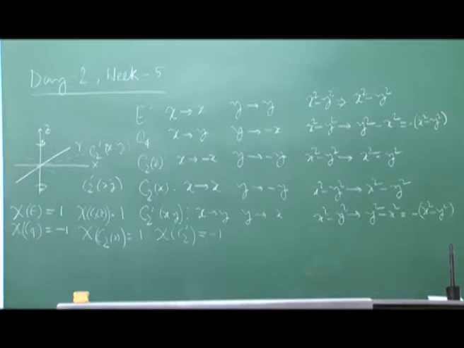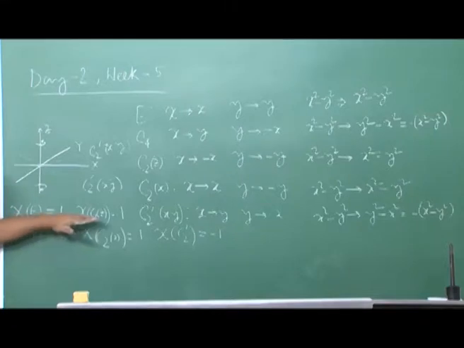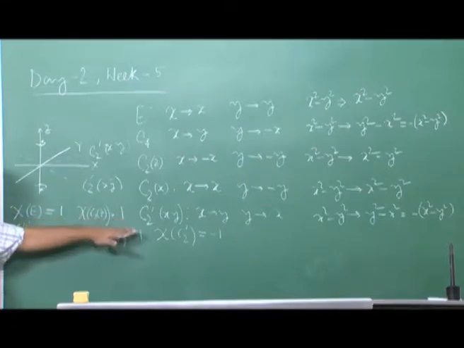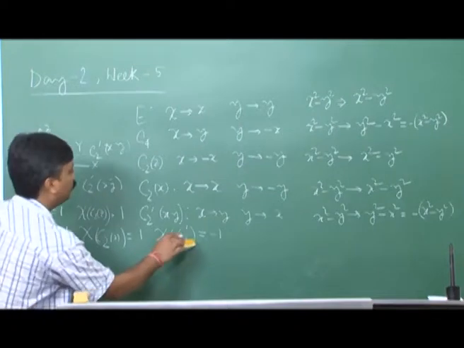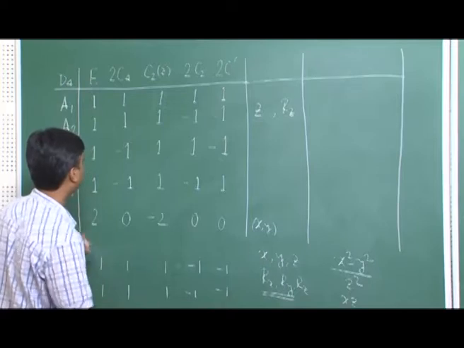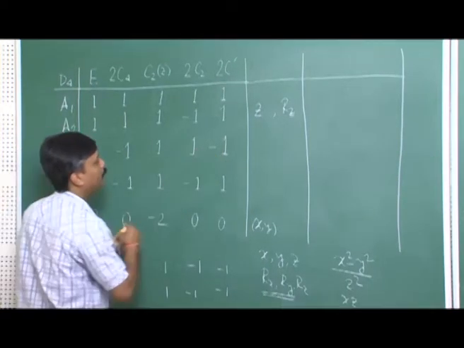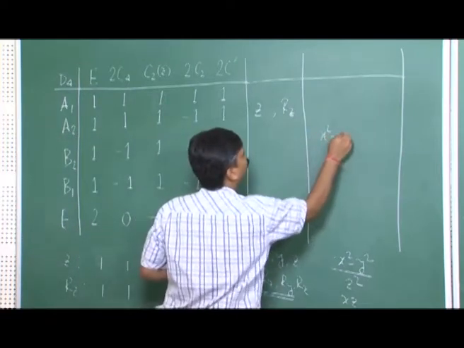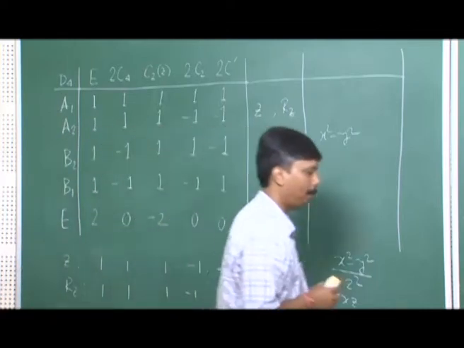Now, if I look at that and compare these chi's, so chi of E is 1, chi of C2Z equals 1, and chi of C4 equals minus 1. So this definitely belongs to B symmetry, and then you have chi of C2 prime as minus 1. So if you look at that, you have this symmetry. So then x square minus y square belongs to this particular symmetry.